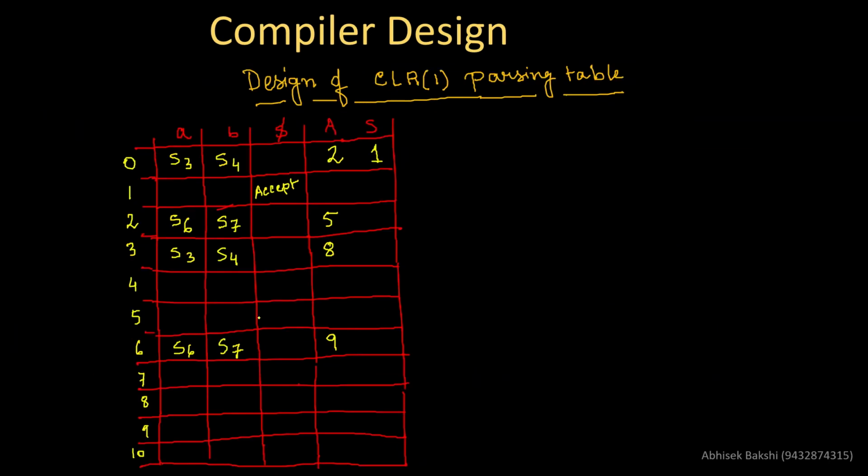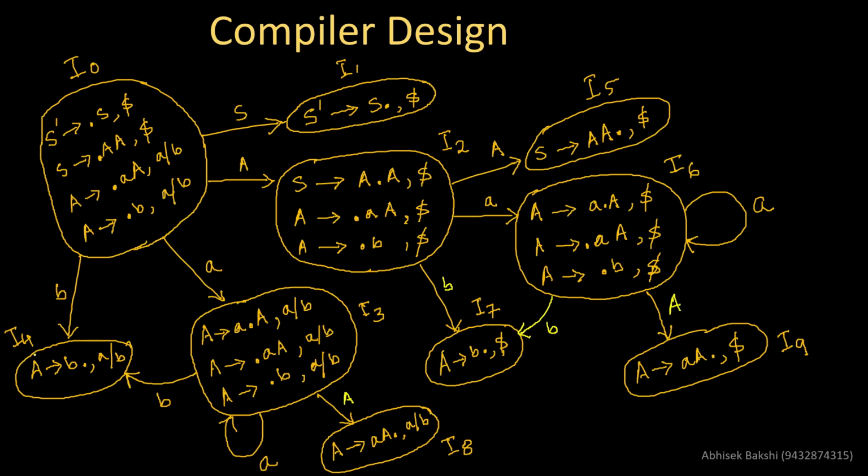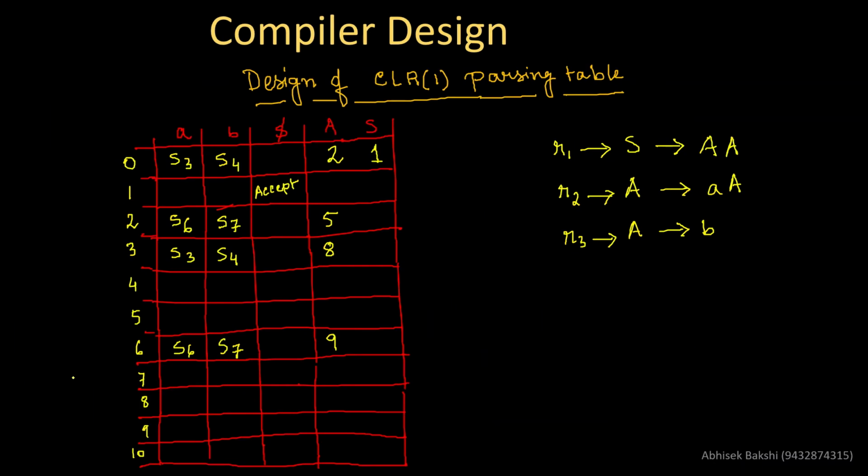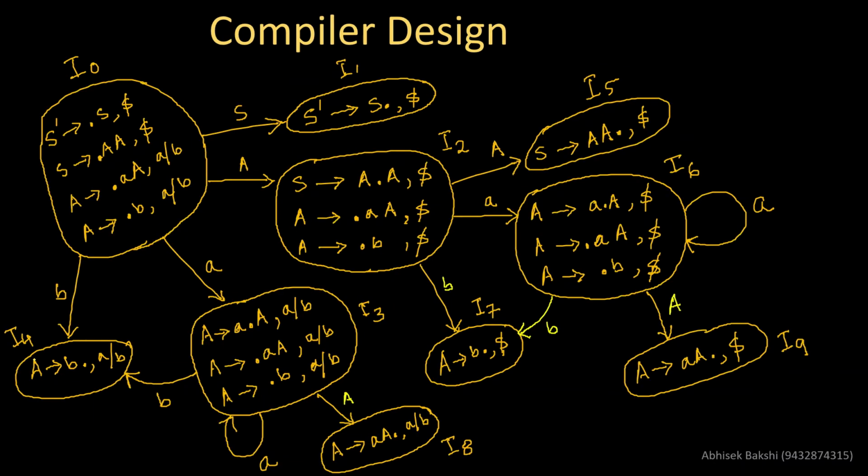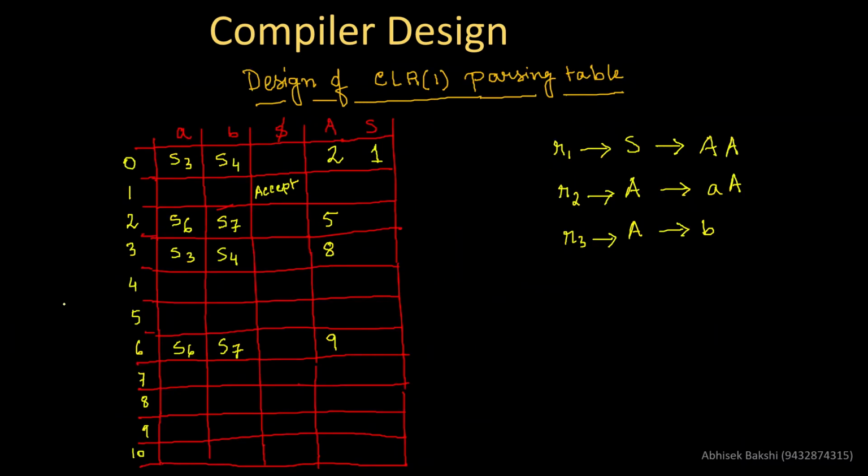Okay, let me write it first. For example, the actual production rules are S to AA, A to small a capital A, and A to small b, right? So this is rule number 1, this is rule number 2, this is rule number 3. Okay, if it is so, then you see here A to b, this is a final item. So A to b means rule number 3. Where will I put this rule number 3? I will put rule number 3 in the column of the look ahead. That means under column a or b, not any other column. So in the fourth row, I will write R3 under column a and column b only.